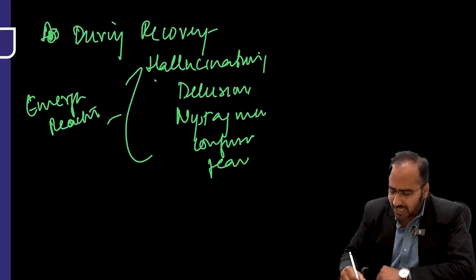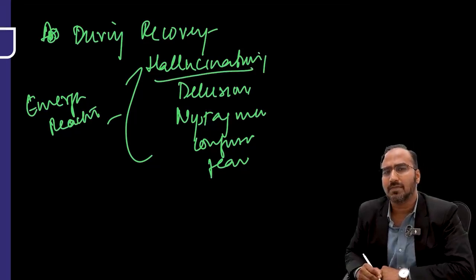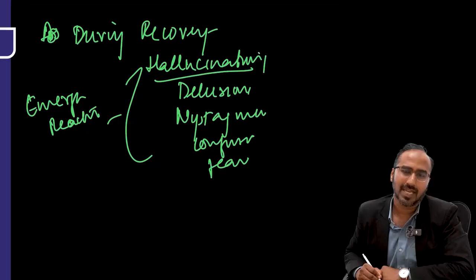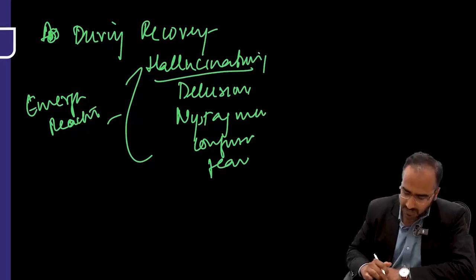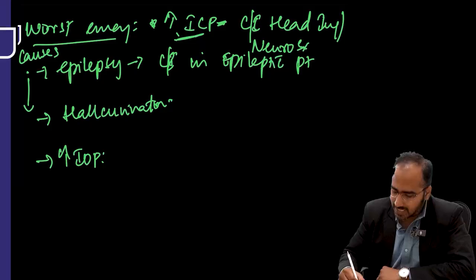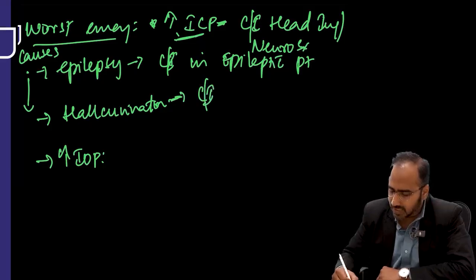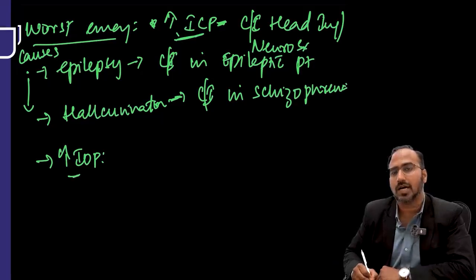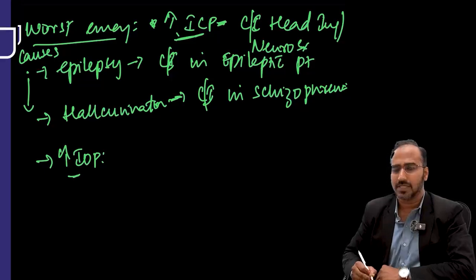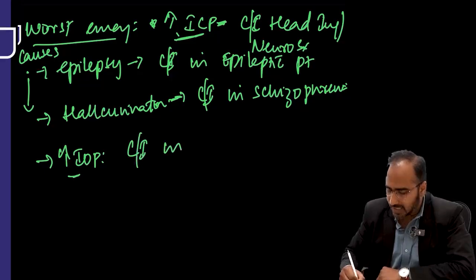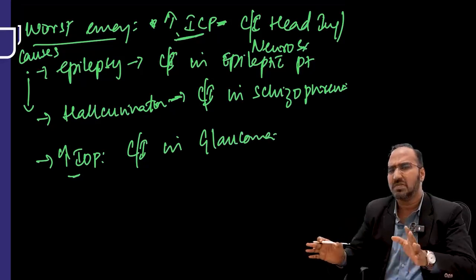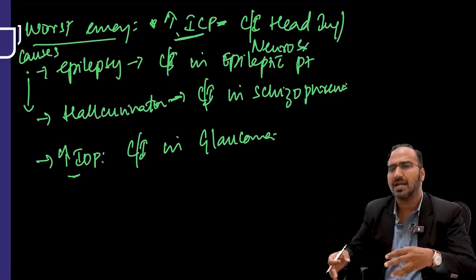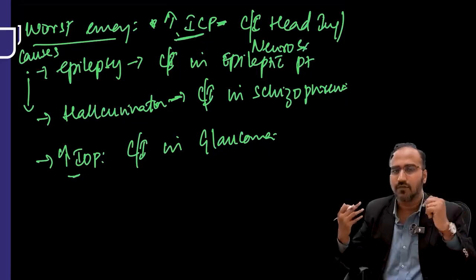So, as it is already causing hallucination, can you give ketamine to a schizophrenic patient? Yes or no? Never. Ketamine is contraindicated in schizophrenia. Next, ketamine increases the intraocular pressure. As it is increasing the intraocular pressure, ketamine is contraindicated in glaucoma cases. All the worst parts related to the CNS, all bad parts, all contraindications to the CNS, hence worst enemy.